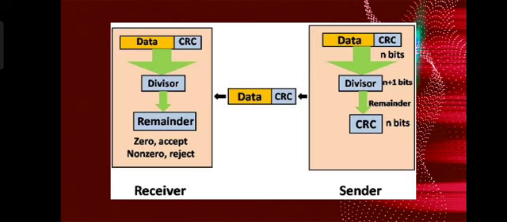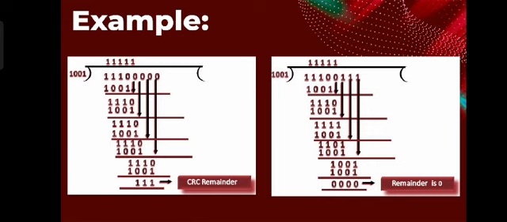So this is the pictorial representation, or description, showing the receiver's role and the sender's role. This is one of the examples in which we are dividing the binary string with the data word. While performing the binary division, we are using the concept of XOR logic, where for the same values we get zero, and for different values we get 1.